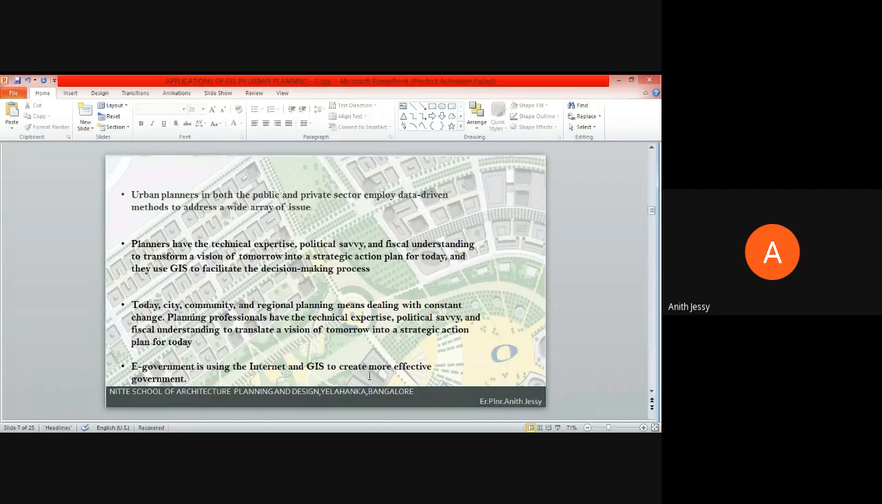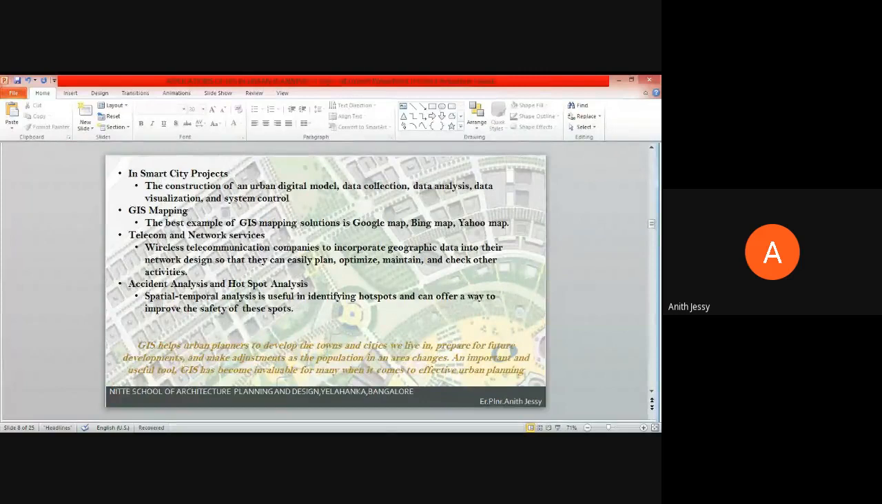Okay, so why is GIS helping most urban planners? It actually helps us to address the issue. It helps us in preparing the strategic action plan. Planning professionals, though we are technically experts, the understanding of the information provided in terms of spatial representation helps us to make a better plan. So GIS is also used in smart city projects.